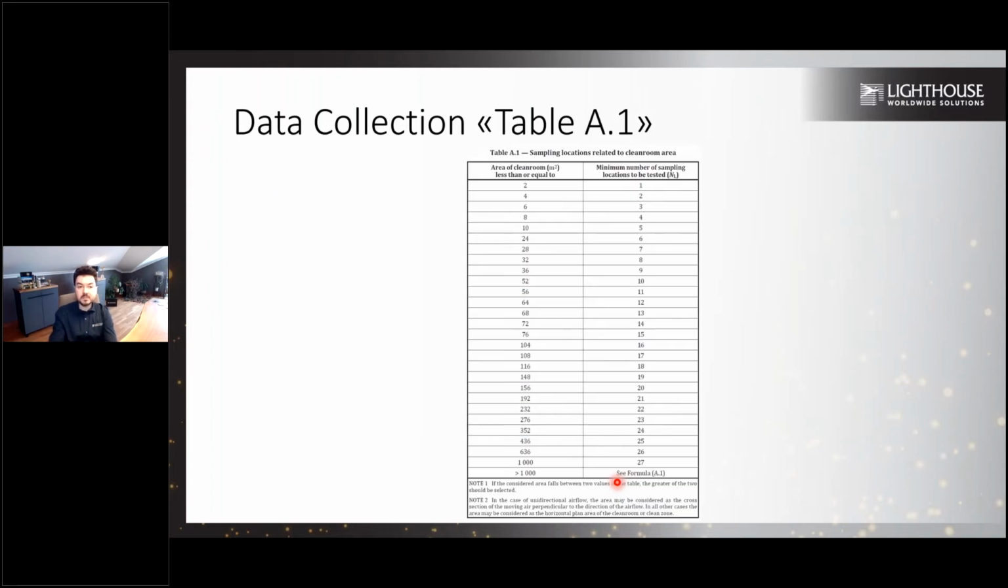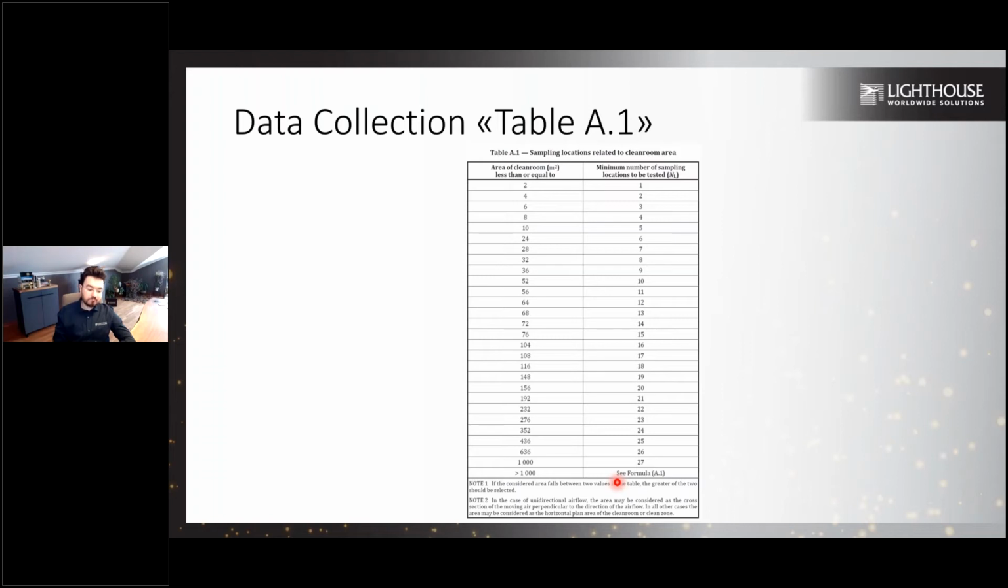Table A1 is the sample locations related to cleanroom area. It's given up to 1000. The calculation is a geometric calculation, starting from 2 square meter area up to 1000. One thing we need to consider, if we are saying 28 square meter area, we already know that 7 locations, but if it's 29, we will move to the larger classification area. No matter if it's 28.1 square meters, we will move into 32 in this example, or instead of taking 7, you can move into 8.